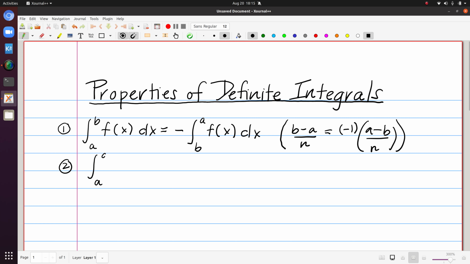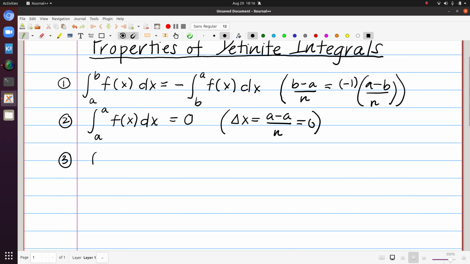If you were to integrate from x equals a to x equals a, so you have the same lower and upper limit of integration, this should give us 0. And again, a quick check as to why. Computing the delta x here would involve the length of the interval being 0, and so it's really the rectangle width being 0.